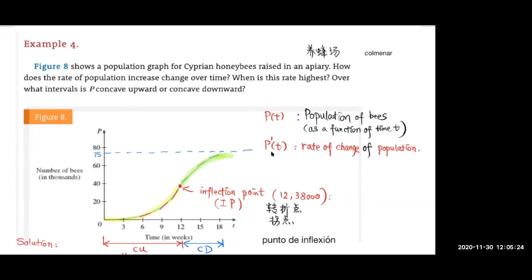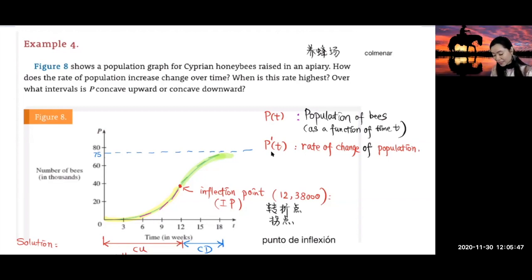Figure 8 shows a population graph for Siberian honeybees raised in an apiary. How does the rate of population increase change over time? When is this rate highest? Over what intervals is P concave upward or concave downward?